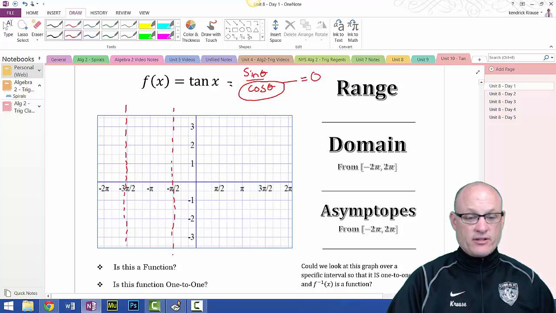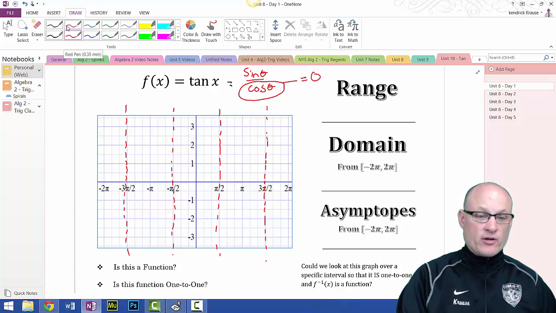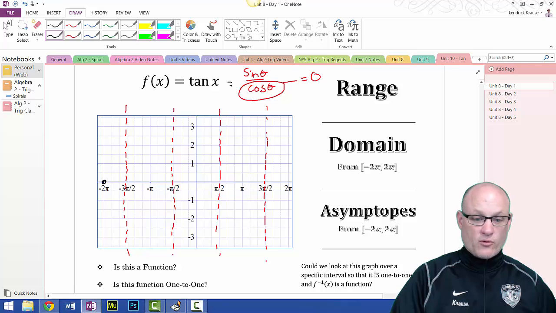90 and 270. In between each of those will be a 0, because that's where sine is equal to 0. Sine is equal to 0 here, 0 over 1, 0 over 1, 0 over 1. Actually, some of them are 0 over negative 1s, but I'm not going to worry about that. And then tangent is increasing from left to right.